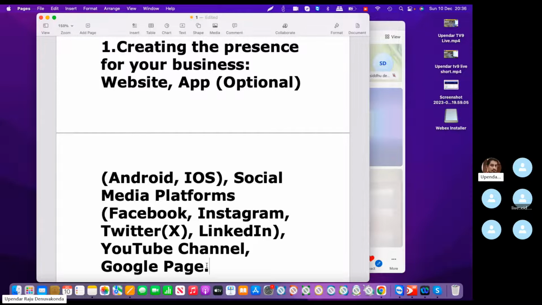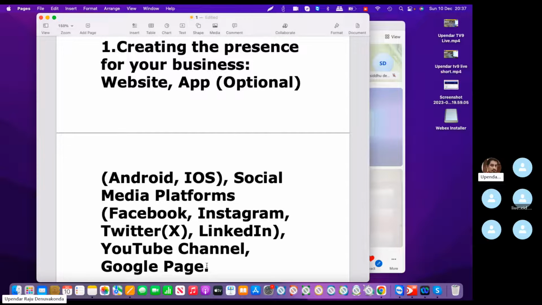If somebody asks, I have a business and I would like to promote it online, tell me what I have to do. You should do the website development first. Then create social media platforms like Facebook, Instagram, Twitter, and LinkedIn for your business. Then create a YouTube channel, then a Google page, because that's where people see the Google reviews and decide whether to come to your business or not. This is the most important step whenever you decide to promote any business online. I hope it is clear.